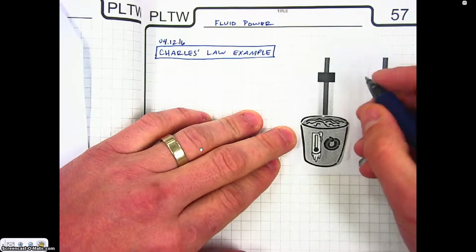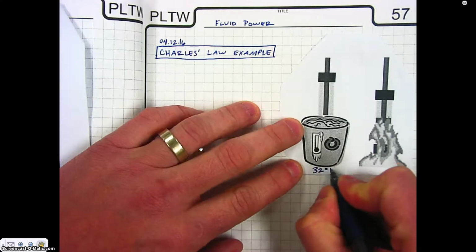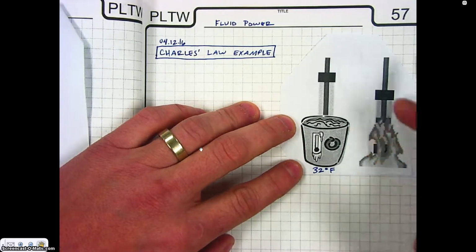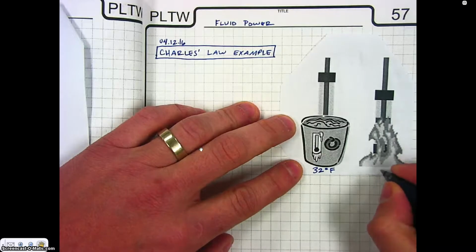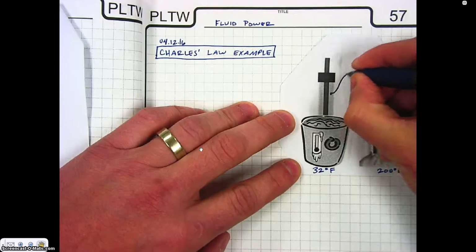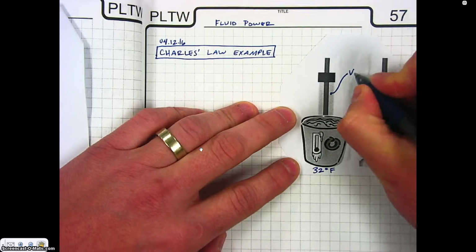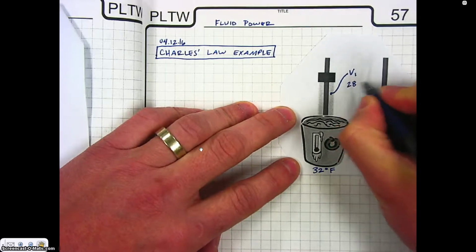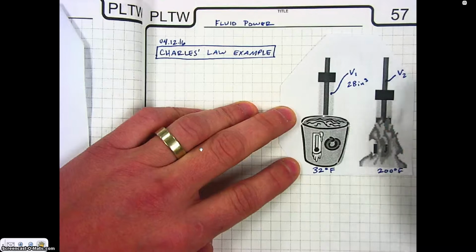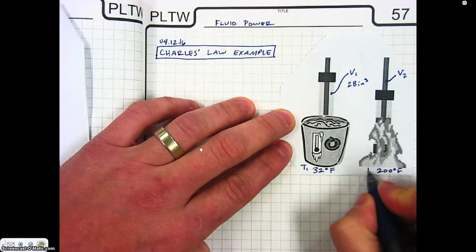This is going to be 32 degrees Fahrenheit, so I'm going to just write that right here. Our water is 32 degrees Fahrenheit. We're going to warm that cylinder up, and so over here we have a temperature of 200 degrees Fahrenheit. The cylinder here, when it's at 32 degrees Fahrenheit, has a volume, which I'm going to call V1, of 28 cubic inches. And over here we're going to see what happens when we heat that cylinder up from 32 degrees to 200 degrees. So this is temperature 1 and this is temperature 2.